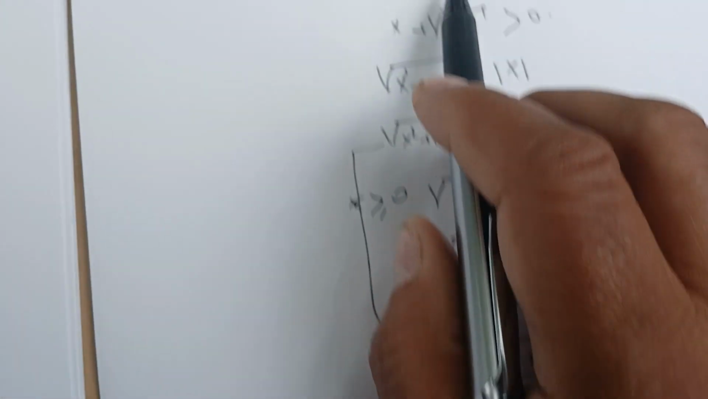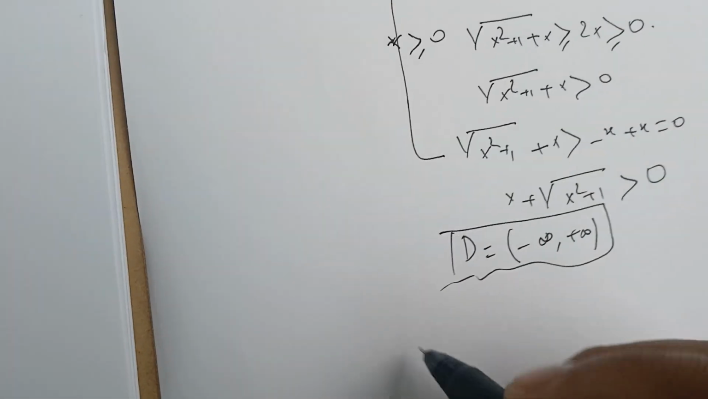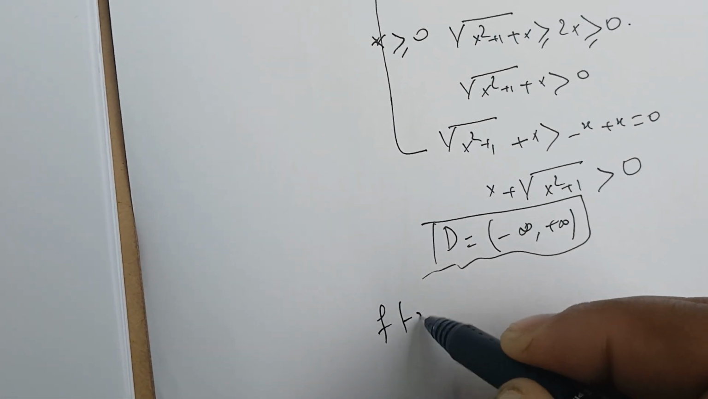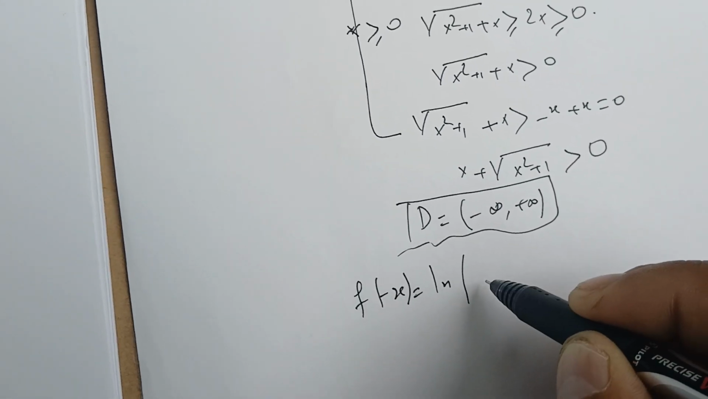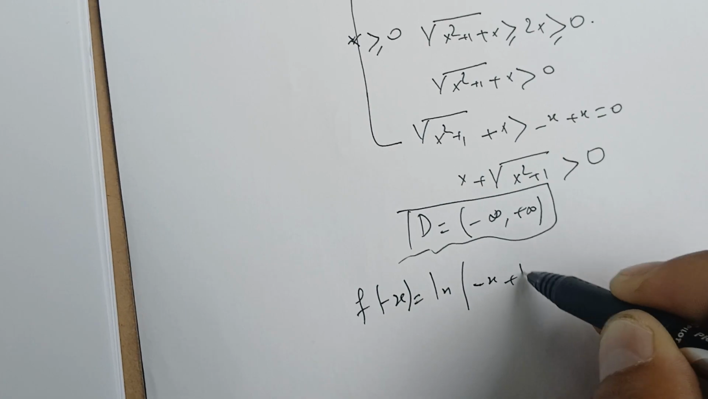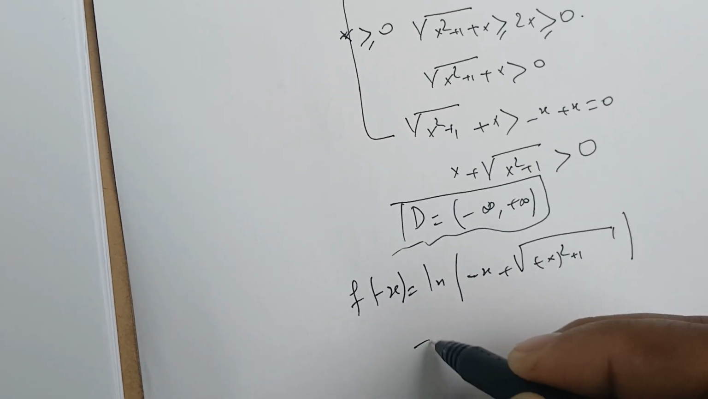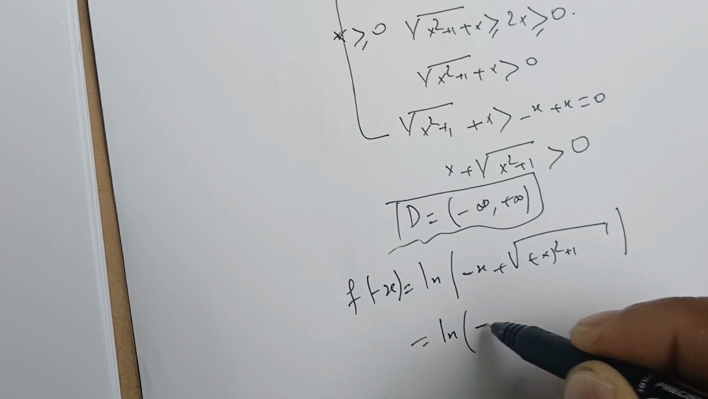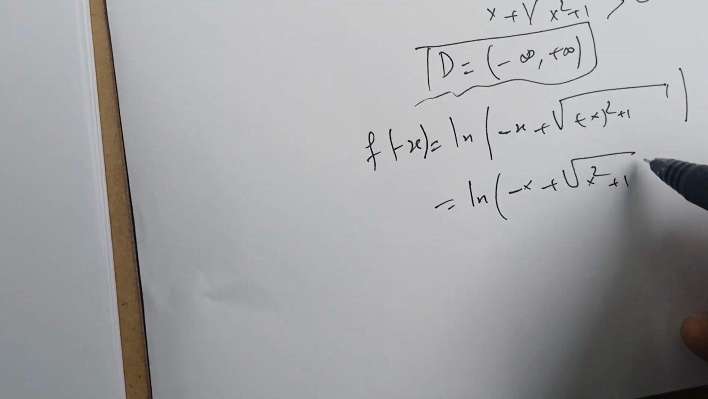Okay, now we want to prove that f of minus x is minus f of x. So let's plug in for f of minus x. So we have ln of the minus x plus the square root of minus x squared plus 1. So this would give us ln of minus x plus the square root of x squared plus 1.